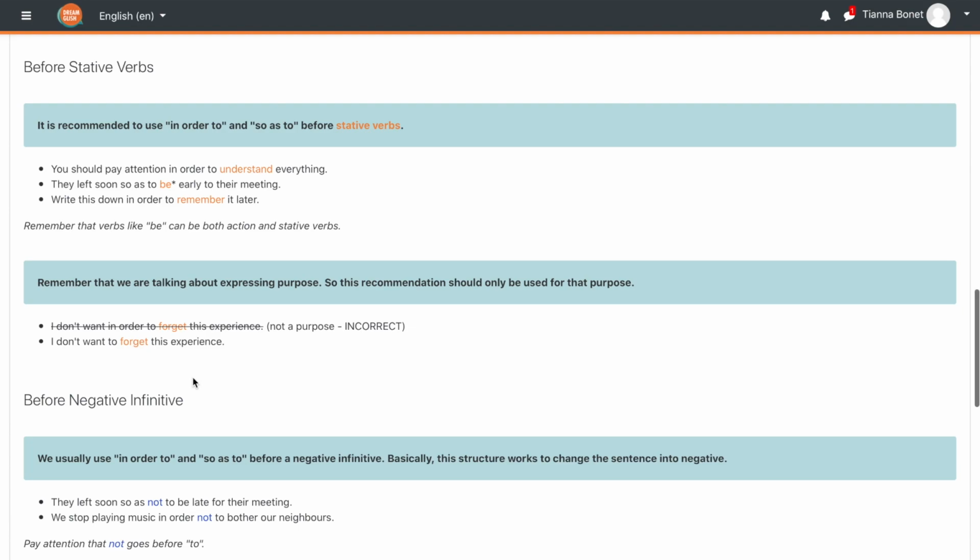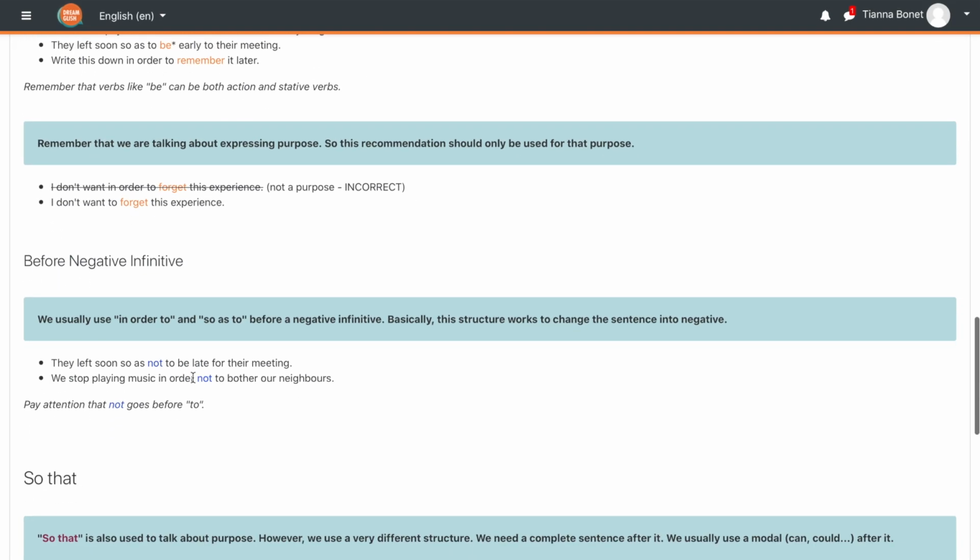Now let's talk about before the negative infinitive. We usually use in order to and so as to before a negative infinitive. Basically, this structure works to change the sentence into negative. An example: they left soon so as not to be late for their meeting. We stopped playing music in order not to bother our neighbors. Pay attention that not goes before to.